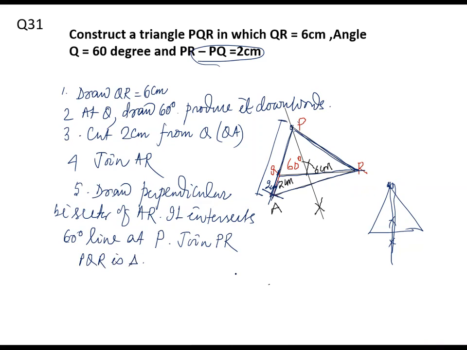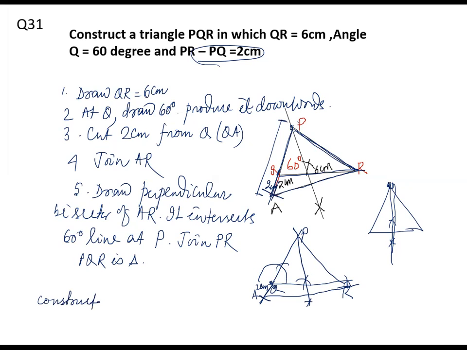So I'm showing again very shortly. This is your QR. Now draw 60 degree, everybody knows. Produce it downward. And from Q, draw 2 centimeter, cut it. Name it A. Join your AR. Now draw the perpendicular bisector of AR. This point will be P, join PR. So PQR is the triangle. Or you can go for the video on how you draw the construction. It is also available. I have done it.